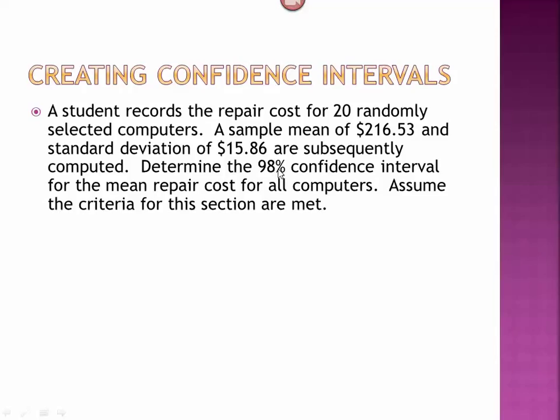Now we're going to determine the 98% confidence interval for the mean repair cost of all computers. So the first thing that we need to do is to figure out what our critical value is. In order to determine margin of error, we need to have a t-value for this level of confidence. Our confidence level is 98%, and we have a sample size of 20. With a sample size of 20, our degrees of freedom are 19. See if you can find the t-value for this confidence interval.